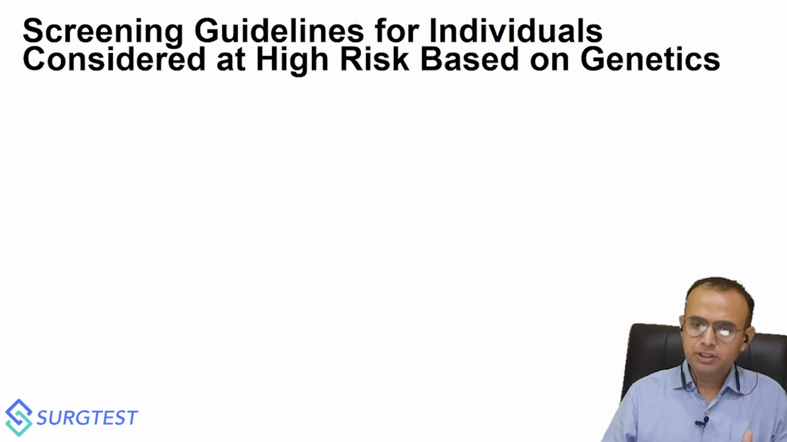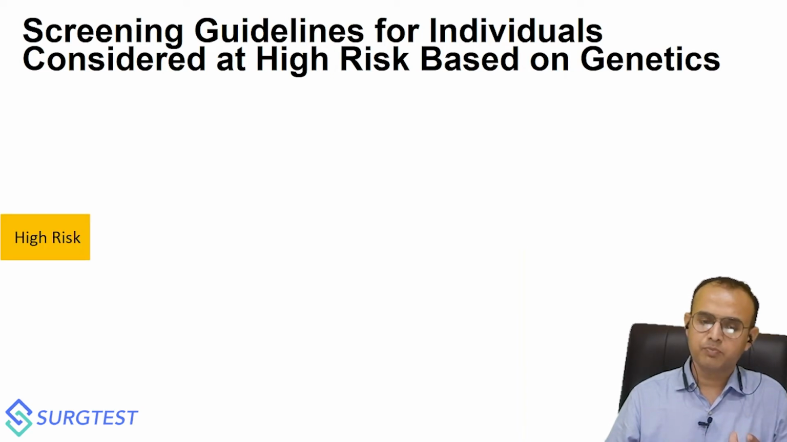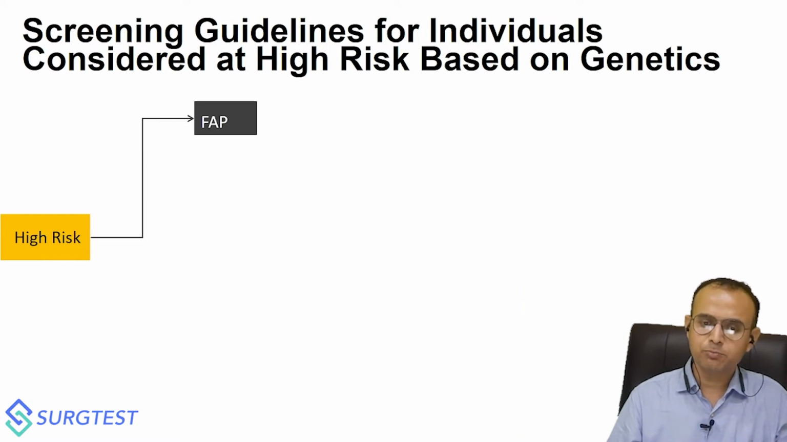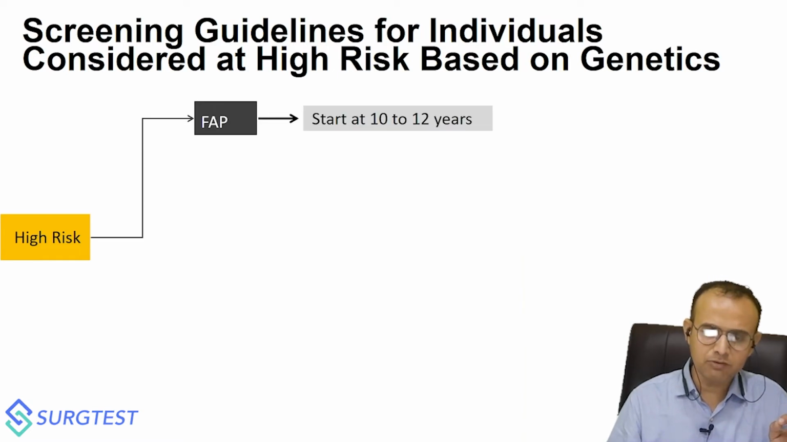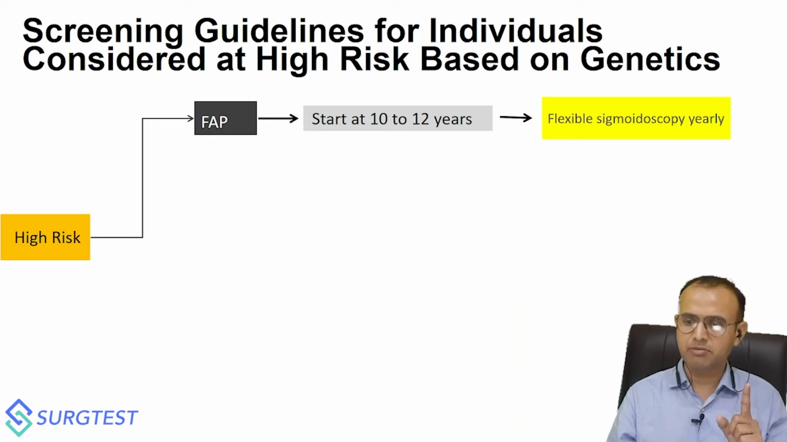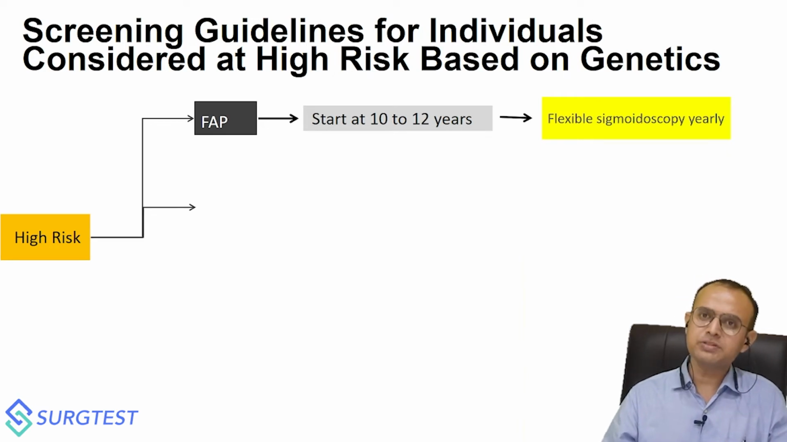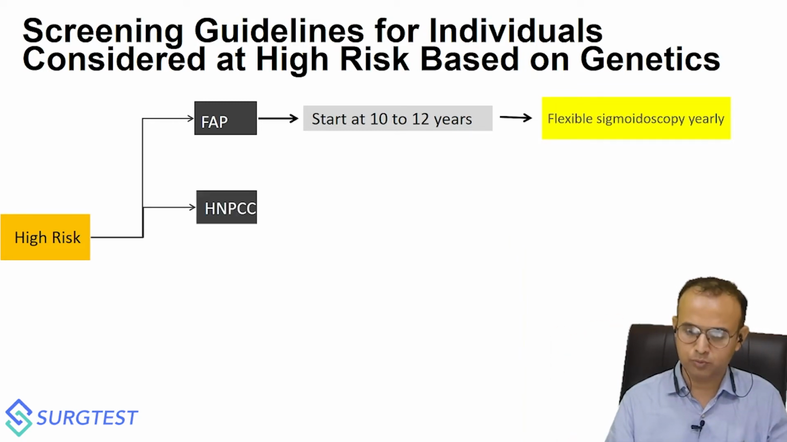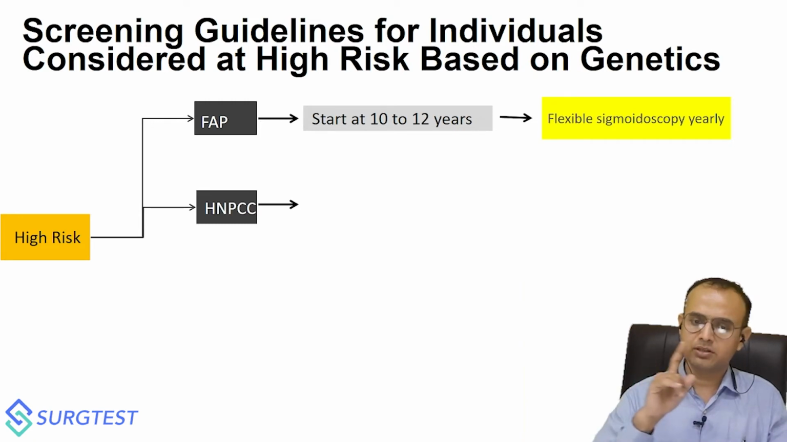Screening guideline for individuals at high risk based on genetics. We have seen the first category of high risk is family history. Now it is based on the genetic. If a patient has FAP, it is very clear. Start your colorectal cancer screening at the age of 10 to 12. Initial screening can be done with flexible sigmoidoscopy yearly. And if at any point of time he turns out to have adenoma, then we have to follow with colonoscopy. FAP: start at 10 to 12 with sigmoidoscopy and repeat yearly.